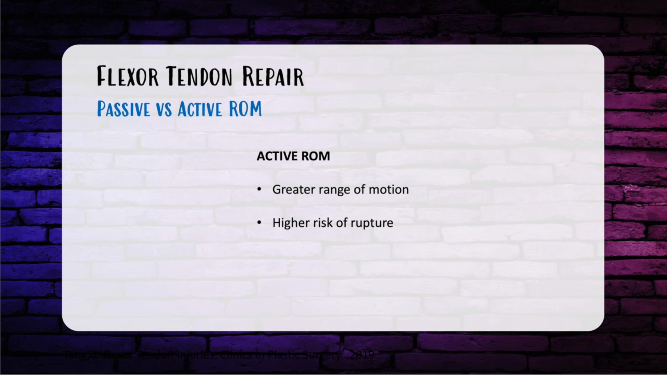So Trumbull and colleagues studied passive and active range of motion head to head. And they found that while active range of motion exercises led to better final range of motion, it came at a cost with a higher risk of rupture. And this kind of makes sense. If you're stressing the tendon that you just repaired, you're going to have more gliding, less adhesions, but you're also stressing the tendons. So it's kind of a balance.